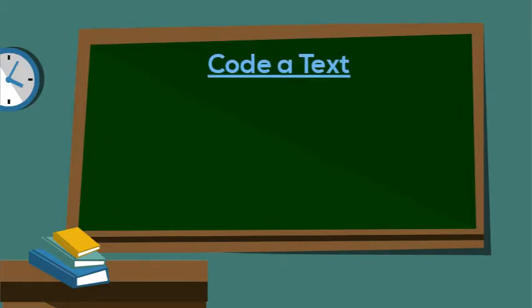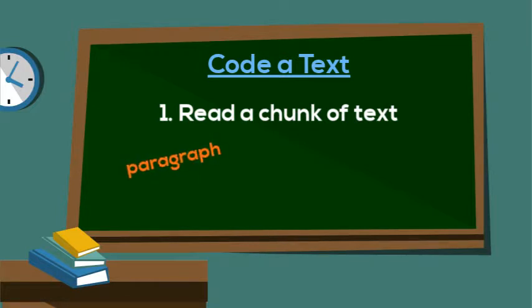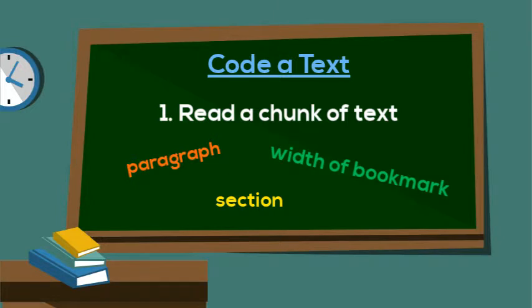To begin the strategy, students will read a chunk of text. This can be a paragraph, a section, or even just the number of sentences that are equivalent to the width of a bookmark, just to be sure that students are reading only a chunk, which will allow them time to stop and jot.